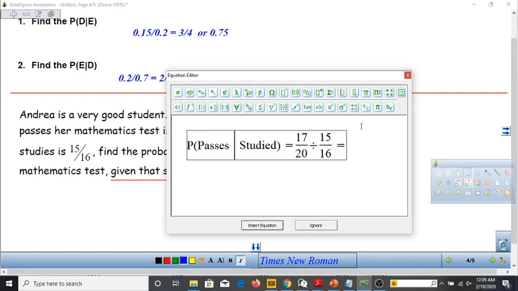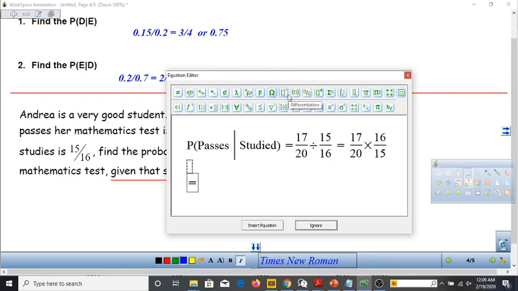Now, you can do that on your calculator, or you can just use a little arithmetic here. When you're dividing two fractions, you multiply by the reciprocal of the second fraction. So I'm going to indicate that here. And let's see if we can write the answer down here.